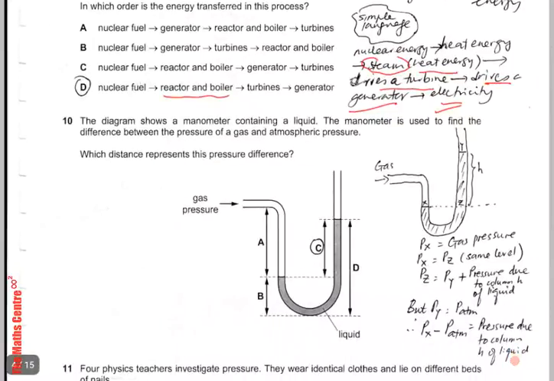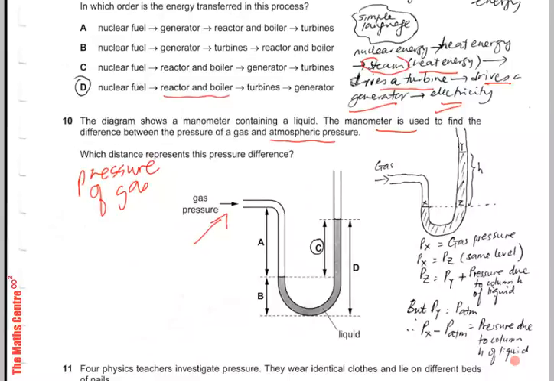Let's go to number 10. The diagram shows a manometer containing a liquid. A manometer is used to measure the pressure of a gas. This is a typical manometer, a U tube which is sort of J-shaped. So this is where gas enters. You're told it's used to find the difference between the pressure of a gas and atmospheric pressure.